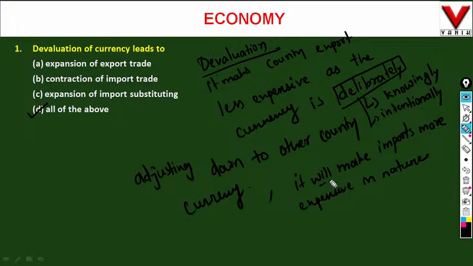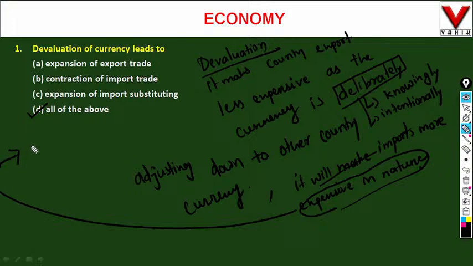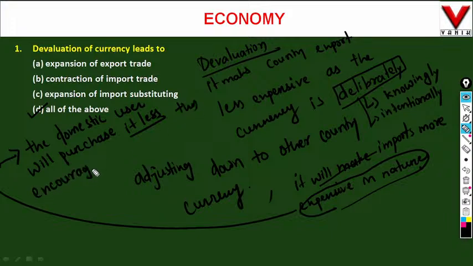What will happen when imports become expensive in nature? The domestic users will purchase less. The imported products will be purchased less, thus encouraging substitution of imports.